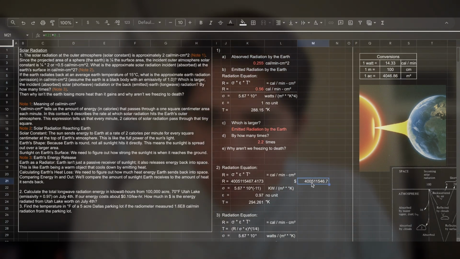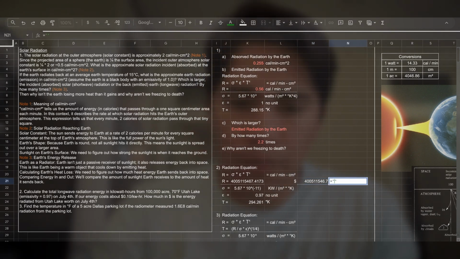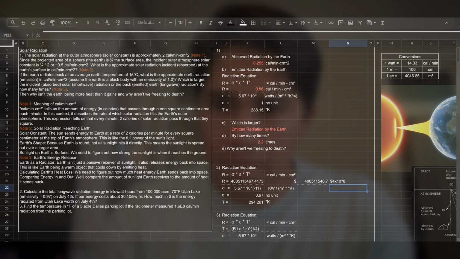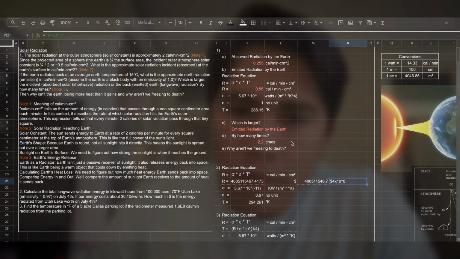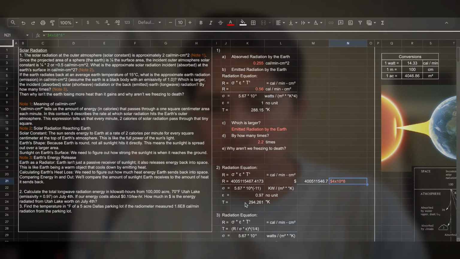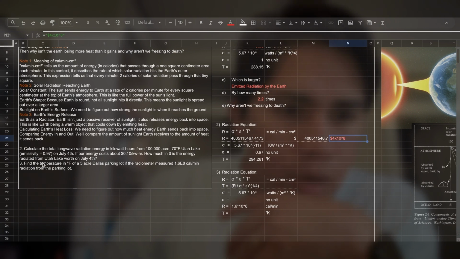So it's about 368. This is about 4 times 10 to the 8 dollars. And that's the answer for this second part. Just need to be very careful with the conversions, but if you do it right and take your time, you'll get there. Now, the radiation equation, we're going to use that again for the third part.